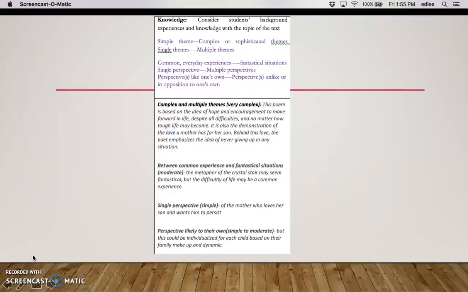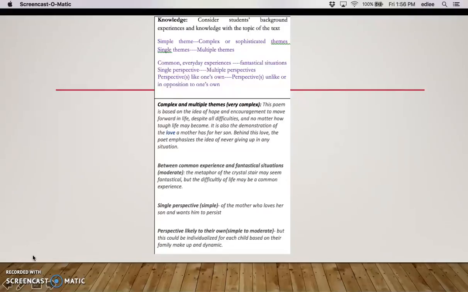The next piece to think about is, is the content of the poem embedded in common everyday experiences or in more fantastical situations? In this case, we're going to say it's moderate, that it falls somewhere in between. The main reason for this is that the metaphor of the crystal stair may seem a little more fantastical, but the difficulty of life may be a common experience. Therefore, it falls more in the middle of the continuum.